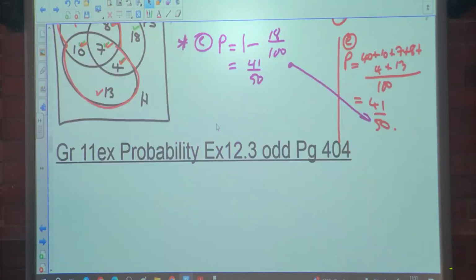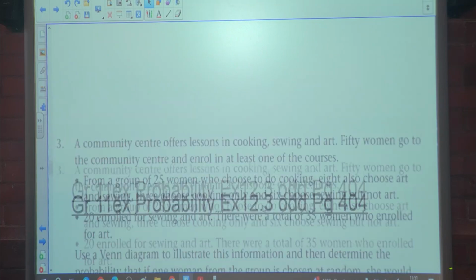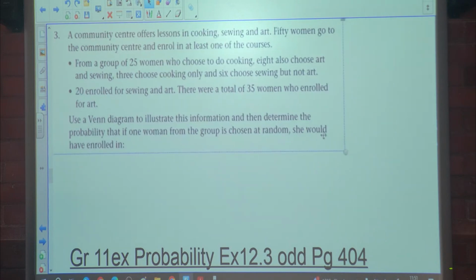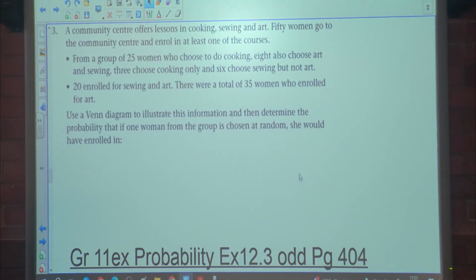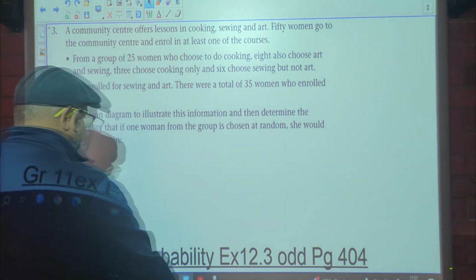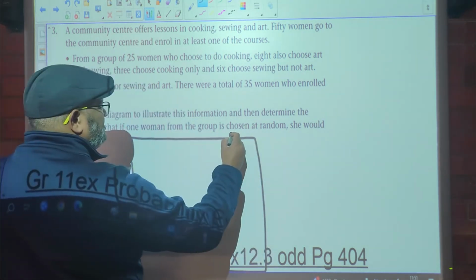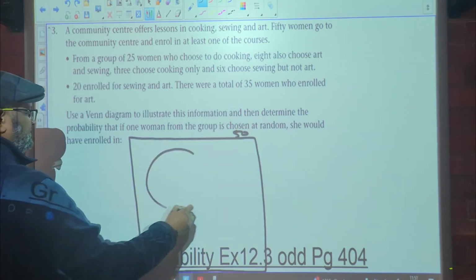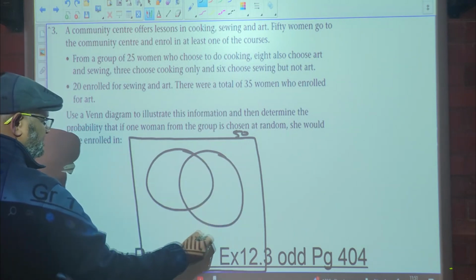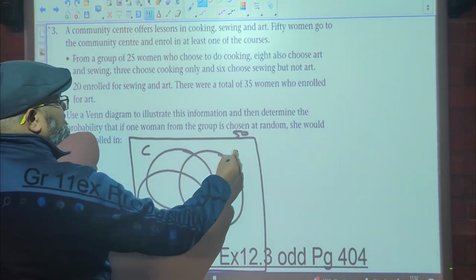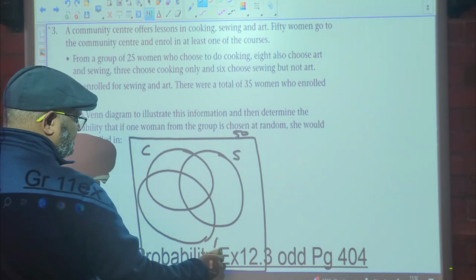Well, that is number 1. Let's look at number 3. Number 3, we are told that the community center offers lessons in cooking, sewing and art. 50 women go to the community center. Let's sort this out here. So what's the sample space? 50. So there are 3 sets. It is cooking, sewing and art.